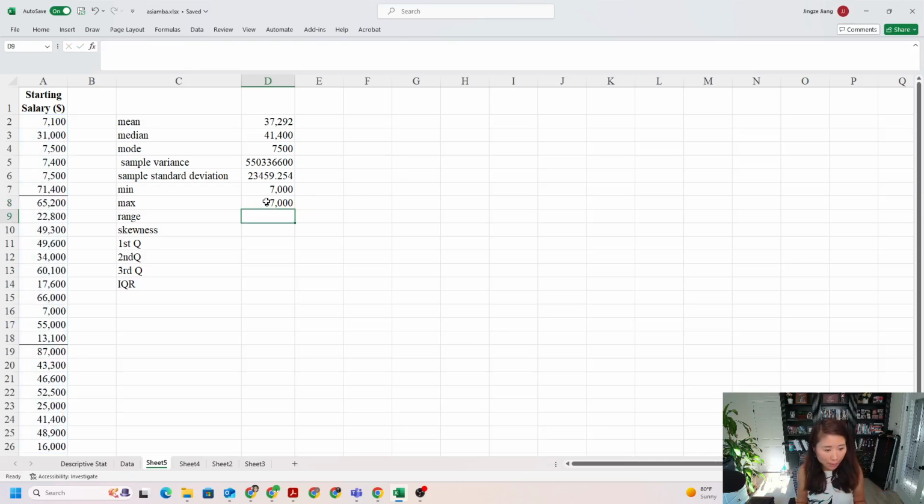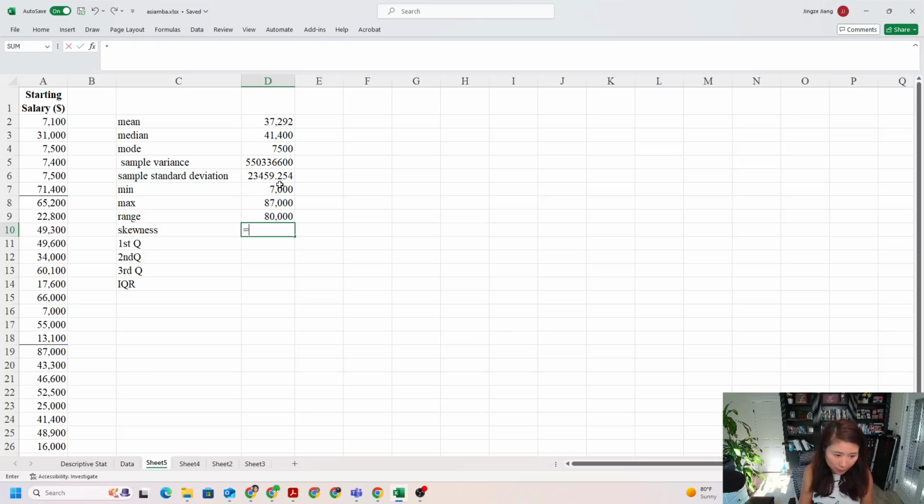Okay, for the range, we don't have a direct formula called range in Excel. However, as we know, the range is your maximum value minus the minimum value. So what you need to do is, first of all, calculate your max value as what we just did, and then you minus the minimum value. That gives you the range.